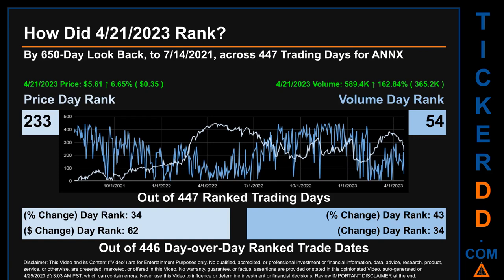The price's day-over-day percentage change, jumping 6.65% on April 21, 2023, had a day rank of 34, while its dollar difference of 35 cents had a rank of 62 when compared day over day across 446 trading days. Volume's percentage change and difference were ranked respectively at 43 and 34.